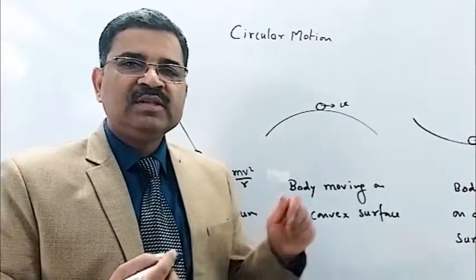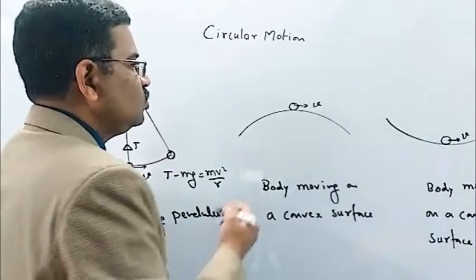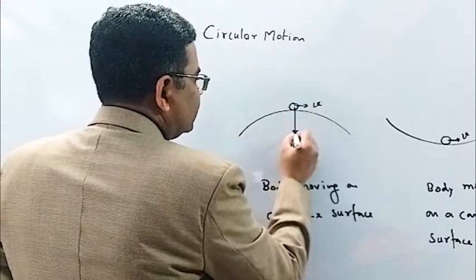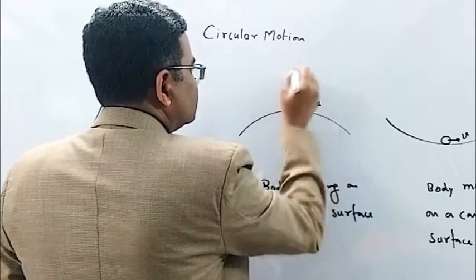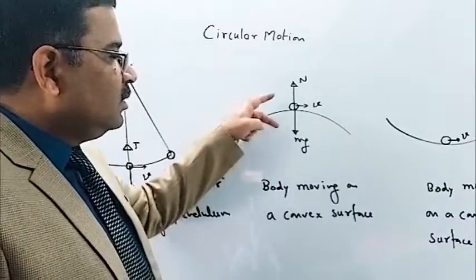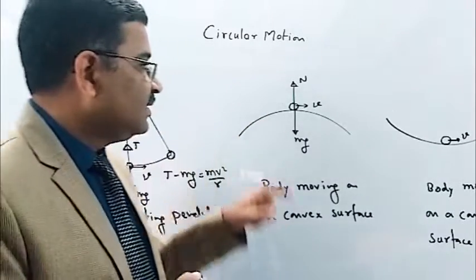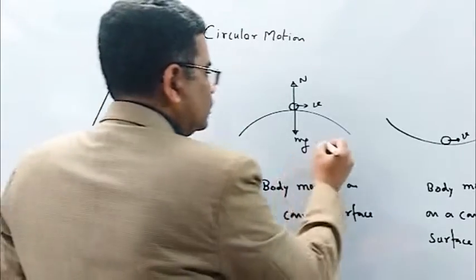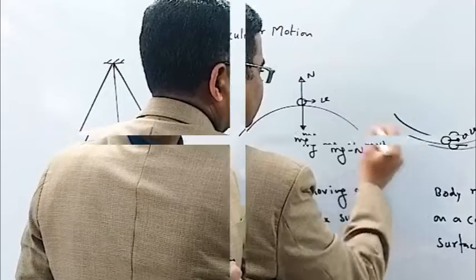force. Now in the second case also, when the body moves on a convex surface, it must experience two forces. One is its weight, that is mg, and the other is the normal reaction from the surface, that is N. Now the net of these two forces will provide the centripetal force to the body, and that is mg minus N. So mg minus N is equal to mv square by r.